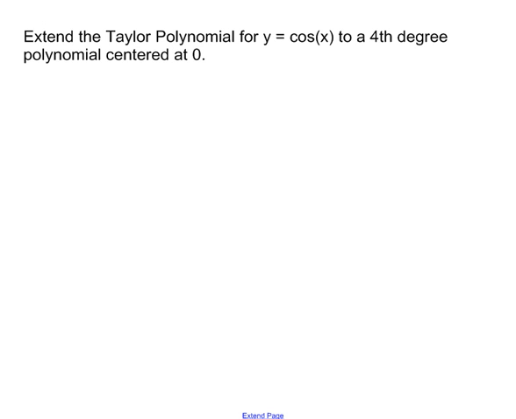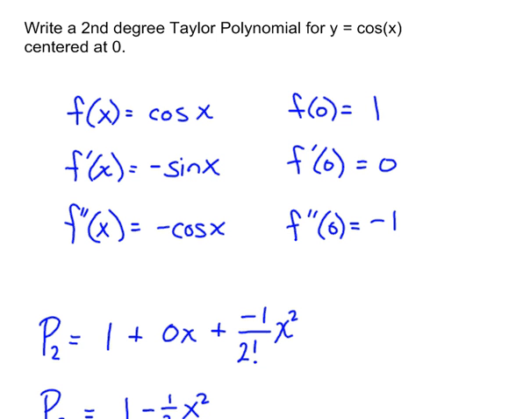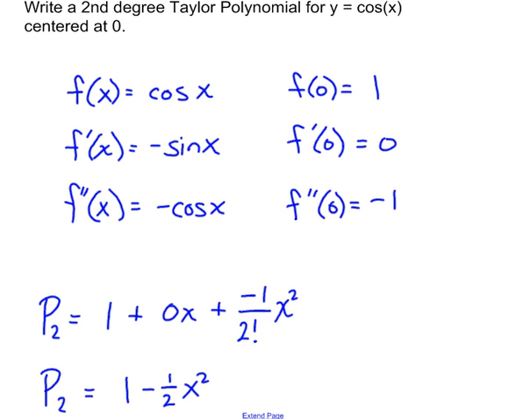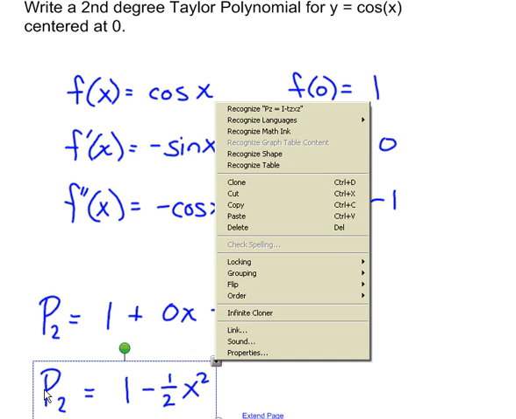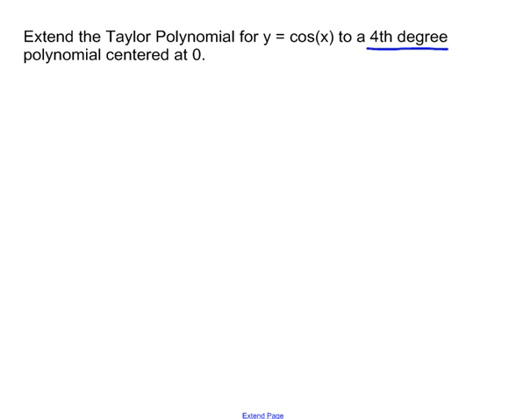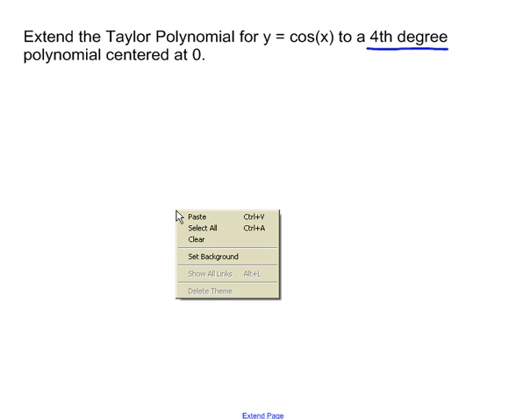Now we're going to be working with the same problem, but we want to bring it to a fourth degree Taylor polynomial. The good news is we don't actually have to redo the first few terms, so we can use everything we already had. So I'm going to go back to that previous slide, grab that Taylor polynomial we had, copy it, and paste it in here.